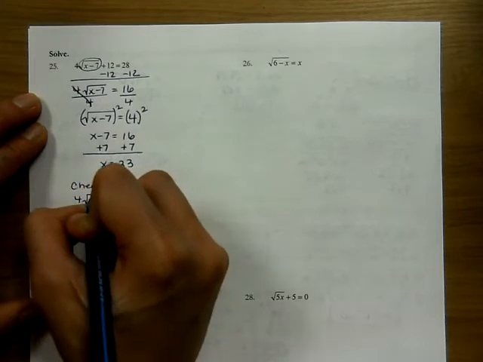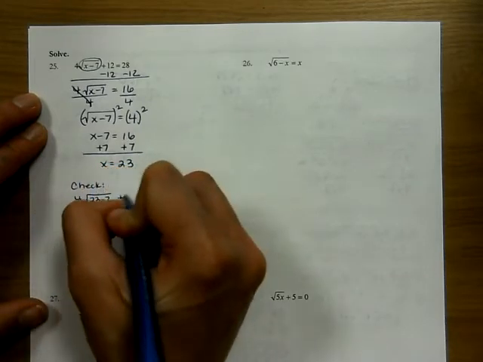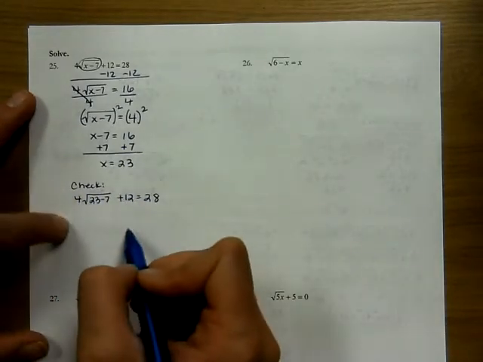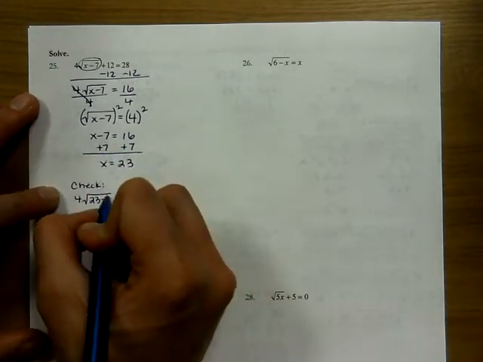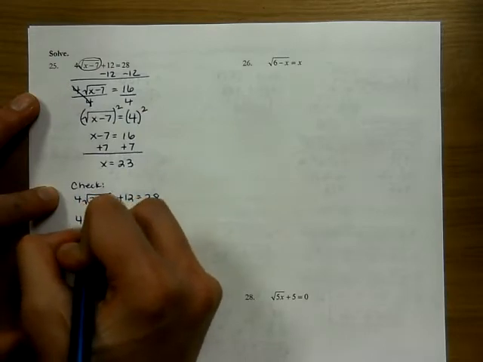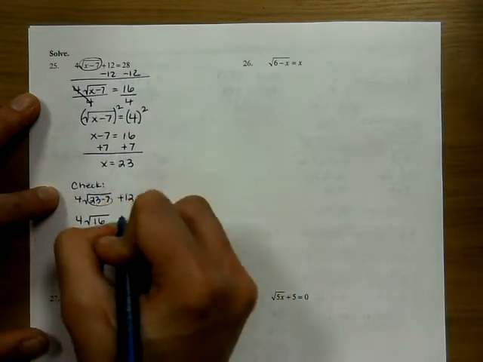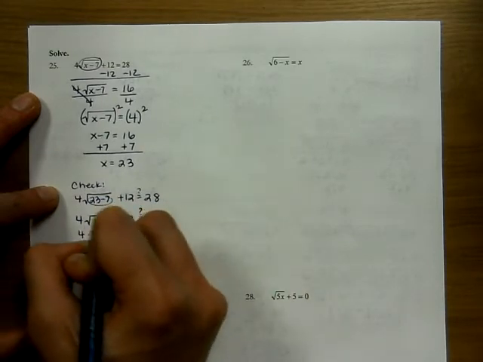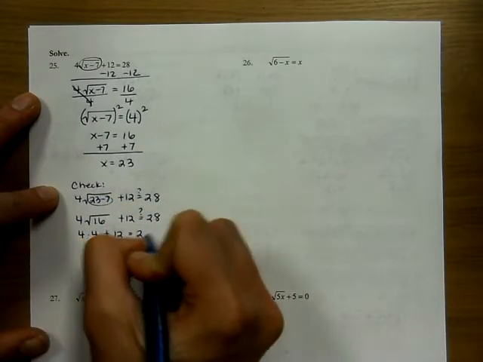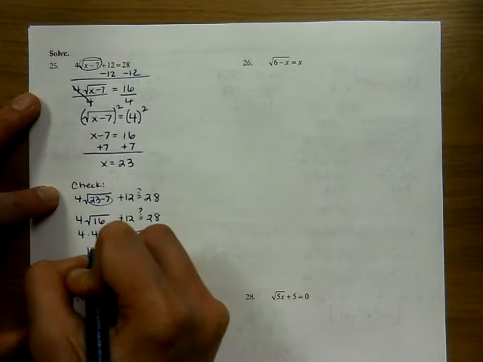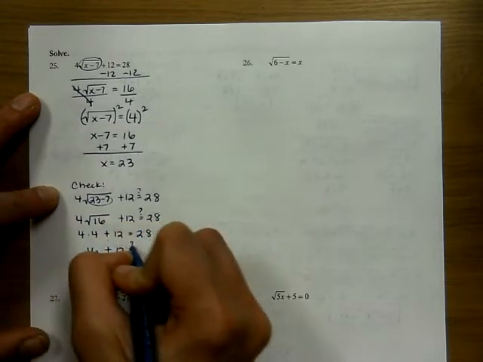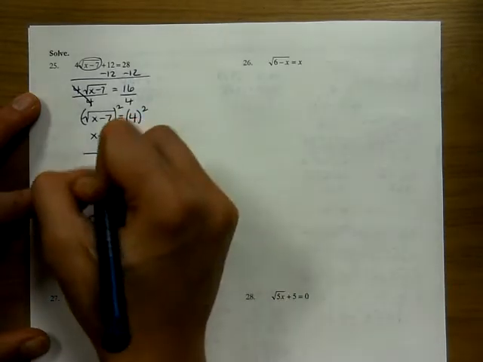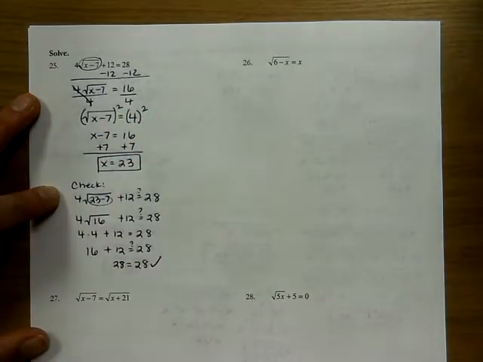So 4 times the square root of 23 minus 7 plus 12 equals 28. I could put that whole thing in my calculator or I can simplify it by hand. If I simplify it by hand, I simplify that first. So 4 times the square root of 16. I want to know, does that equal 28? Well, square root of 16 is just 4. 4 times 4 is 16, and we get 28 equals 28. That works. That is a solution.